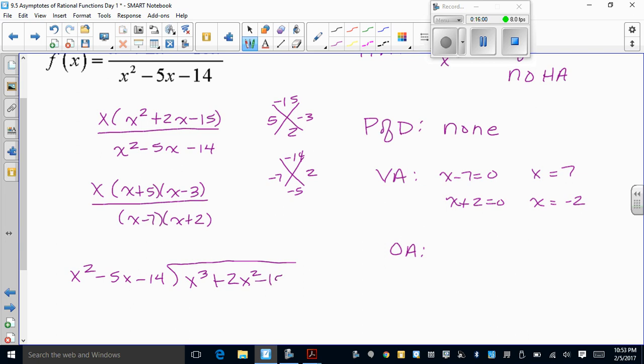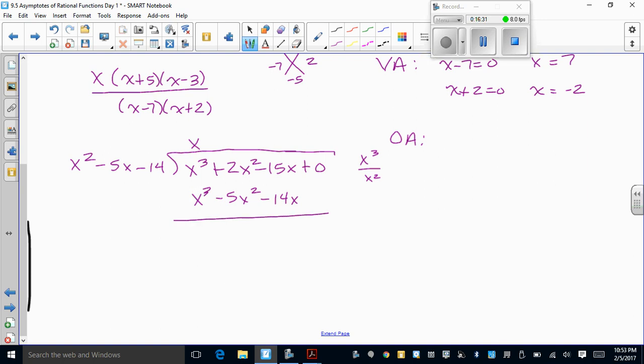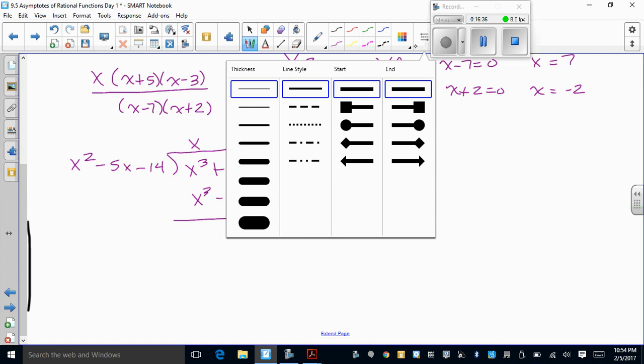Okay, remember, 3, 4 terms. Okay, so if you still need to do the side work, this is x cubed over x squared, which gives us x. And multiply all of this by x, gives me x cubed minus 5x squared minus 14x. I will continue doing the change of color for when I subtract. Subtract here, they cancel. Subtract here, I get a double negative.